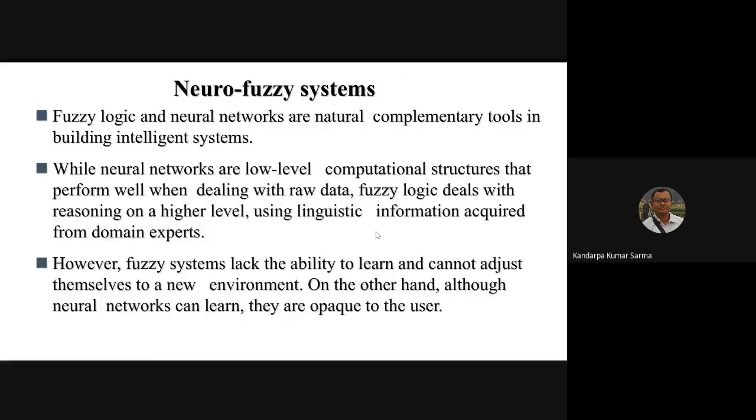The heart of this multi-layer knowledge base leads to the formation of the neuro-fuzzy system. In the neuro-fuzzy system, fuzzy logic and neural networks work in a natural complementary role to build intelligent systems. Neural networks use low-level computational structures that perform well when dealing with raw data, while fuzzy logic deals with reasoning at a higher level by the use of linguistic content acquired from the domain. Fuzzy systems lack the capability to learn and cannot tune themselves to suit a new environment, but neural networks can work with them in a complementary manner.